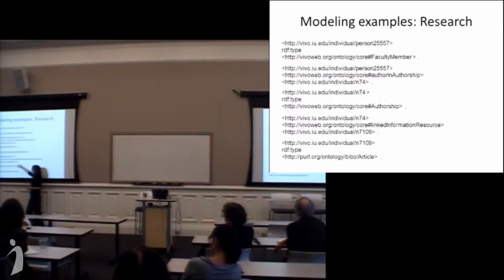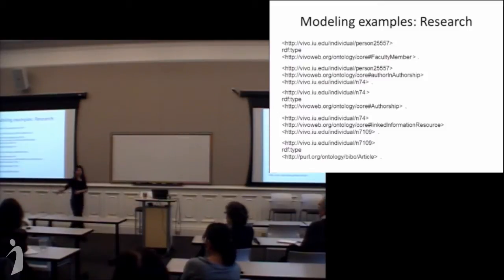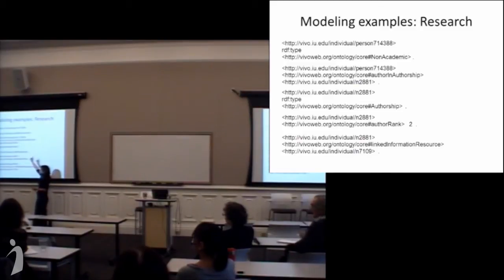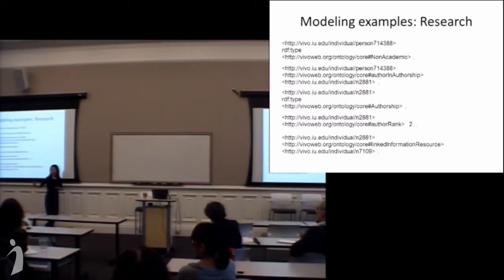but the next triple says N74 is an instance of authorship. This authorship is linked to an information resource, and that individual is an article. So this person generated this article as an information resource. And this is another person, because of a different URL, and this is an instance of non-academic. So it's not a faculty member, it's non-academic. This same person has author in another authorship, which has author rank number two. So she is the second author, and that links to the same paper. So they co-authored this paper.